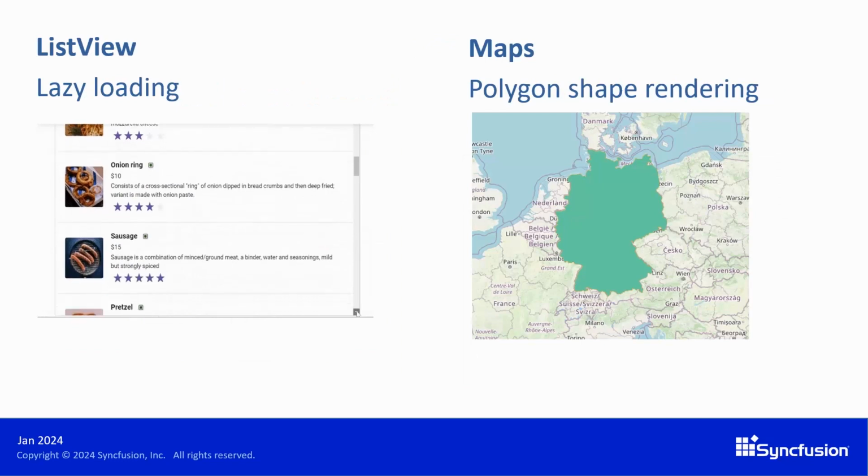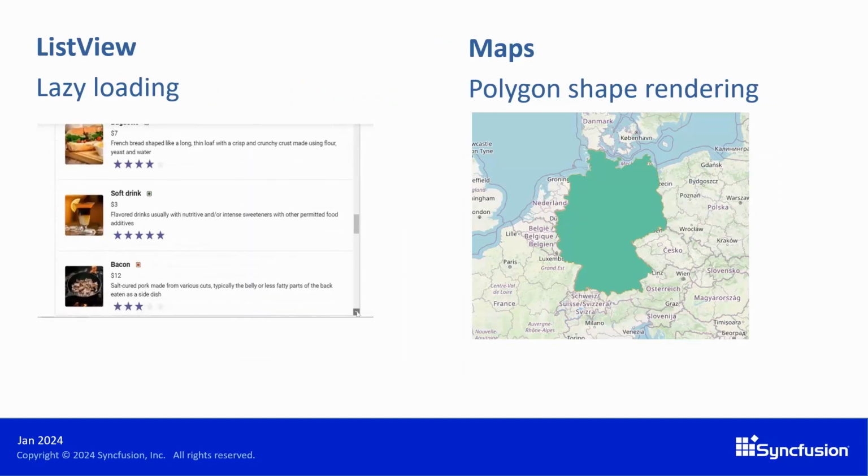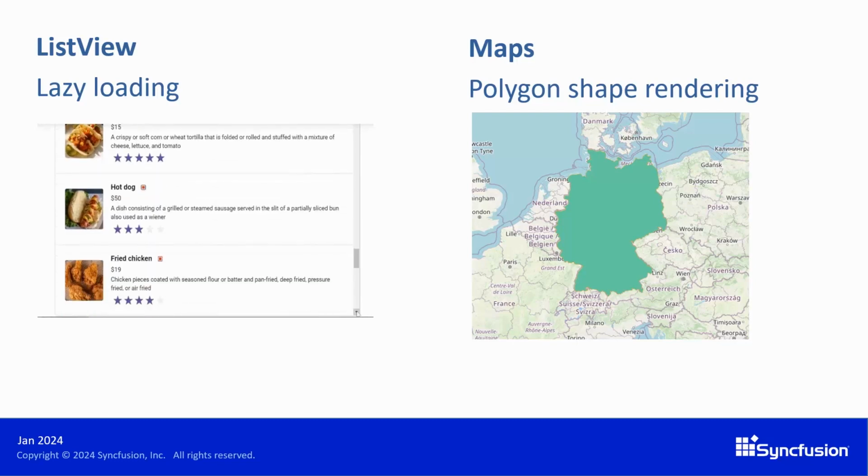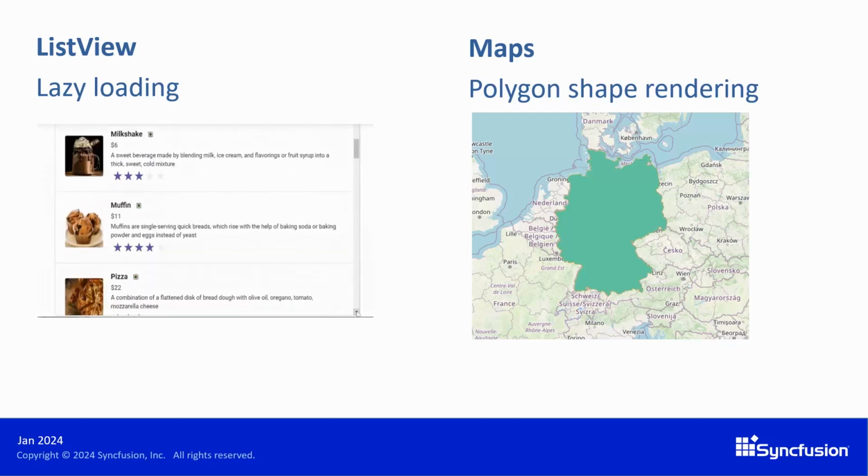The next update is lazy loading support in the list view component. This feature will retrieve data from the remote services for the current viewport alone. The remaining data can be retrieved on demand when scrolling. This improves the performance of the list view component.